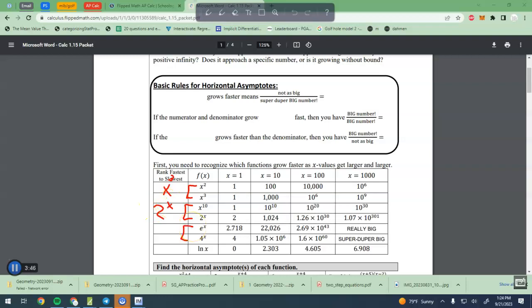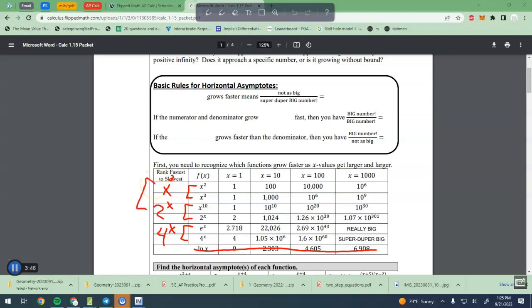e to the x versus 4 to the x. Why? They're both the same power. Because 4 is larger. Remember, e is like 2.718. They're the same power, so then it just becomes, what's the bigger base? 4 is bigger than e. We're eliminating him from the term.